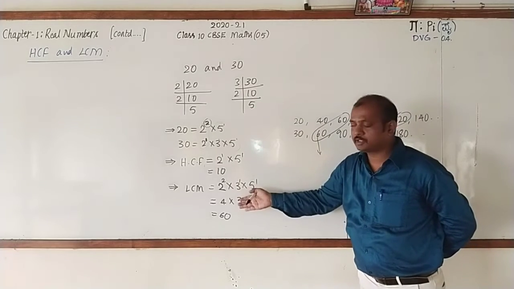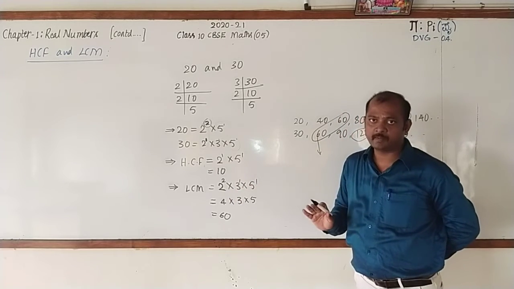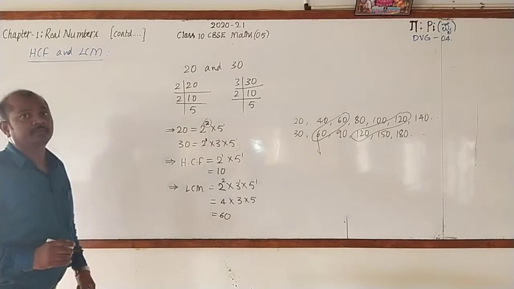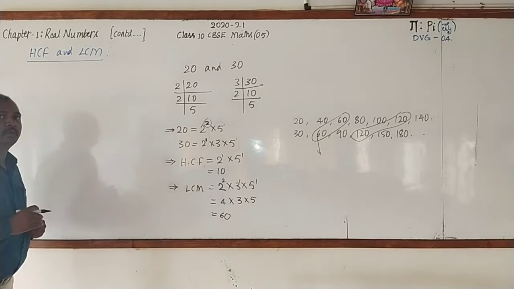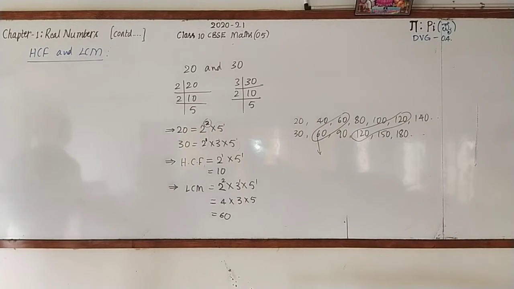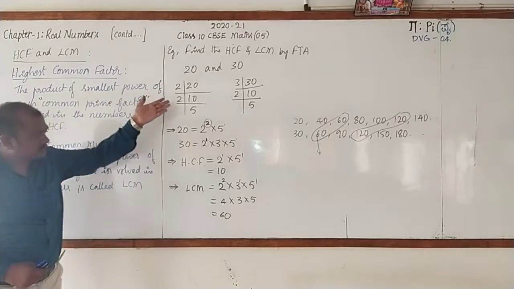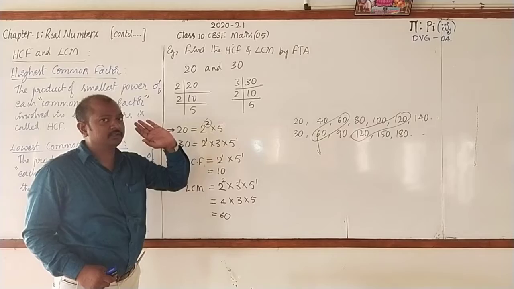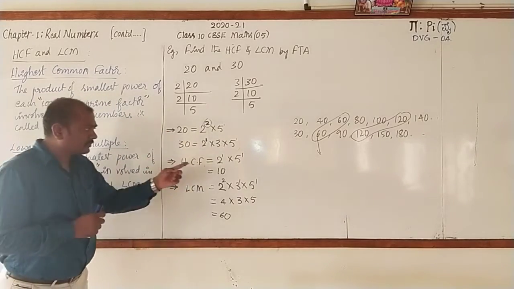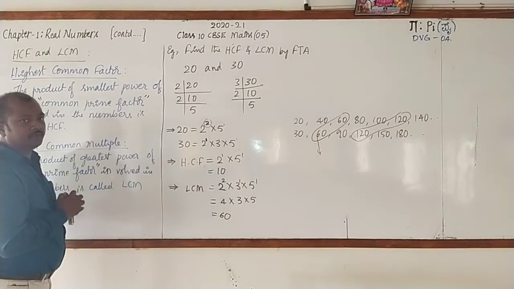But according to the prime factorization, we find it in this way. Clear? So now let me write the definitions of both HCF and LCM, and you have to copy this one. Observe. Here, first let us come to know what is HCF and what is LCM. I have just explained how to find HCF and LCM by the fundamental theorem of arithmetic. Right? Now based on this, you can write the definitions of both HCF and LCM.